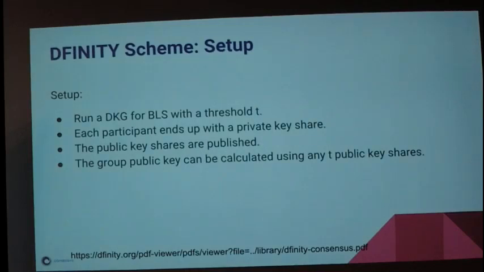So now that we've got the background material, how does the DFINITY scheme actually work? You run the distributed key generation scheme for BLS for a threshold scheme, and then each participant ends up with a private key share. Then you generate your public key share and you publish it. You can get a group public key by combining T of the public key shares. So then you've got your public key.